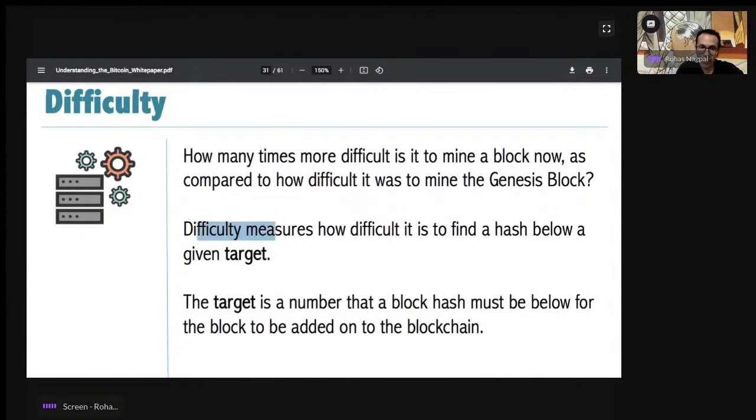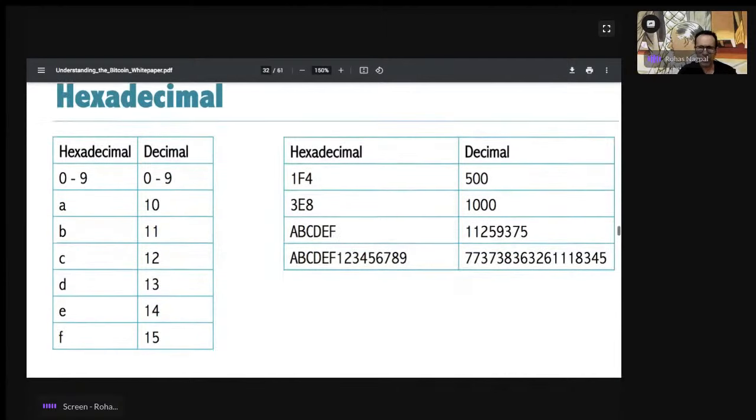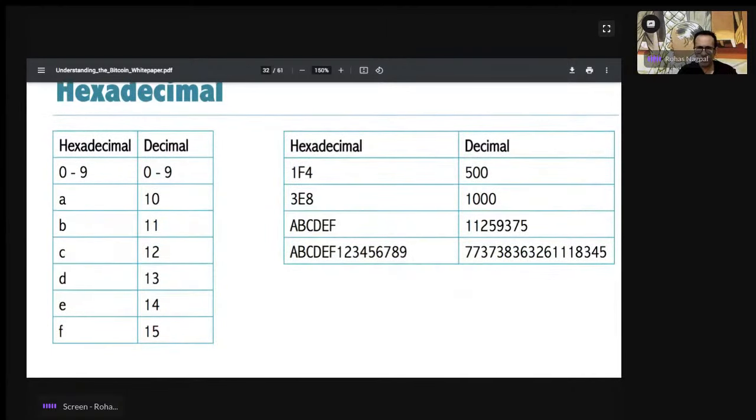Now, difficulty measures how difficult it is to find a hash below a given target. And what is target? Target is a number that the block hash must be below for the block to be added on the blockchain. Let me show you what it is. For that, let's do a quick recall. I think we've discussed hexadecimal before. If not, let's just briefly say it again.